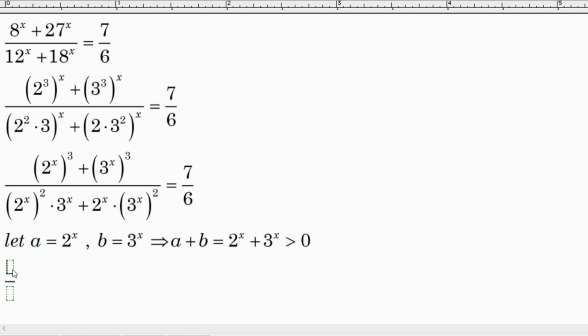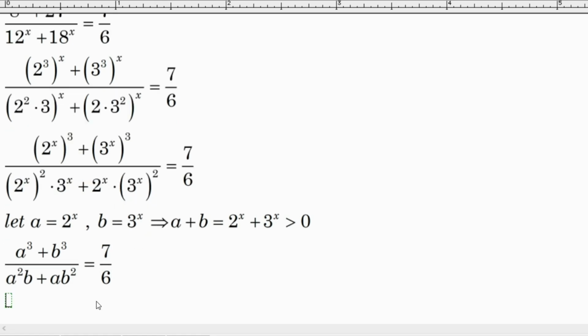So then we will get a cubed plus b cubed, and then all divided by a squared times b, and then plus a times b squared, then equal to 7 divided by 6. Alright, now we have a nicer situation to deal with. Okay, so now let's solve these equations.